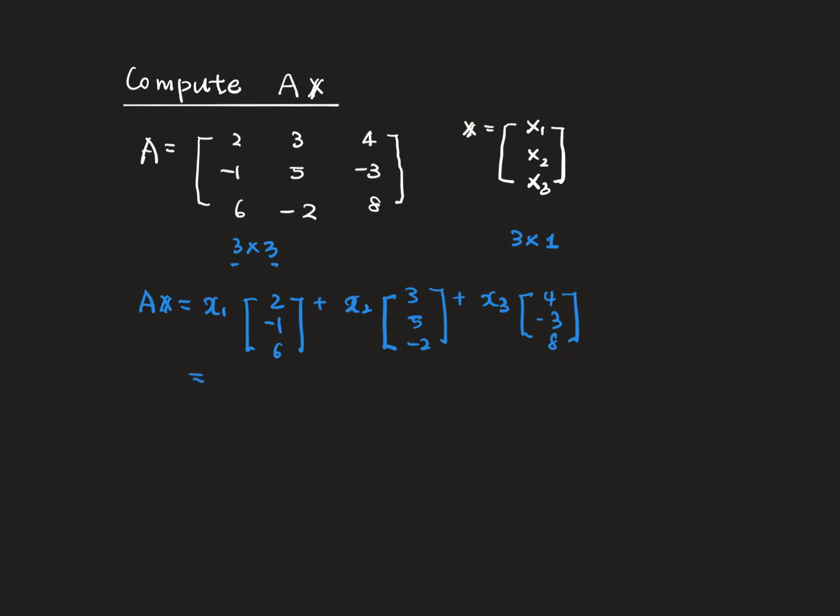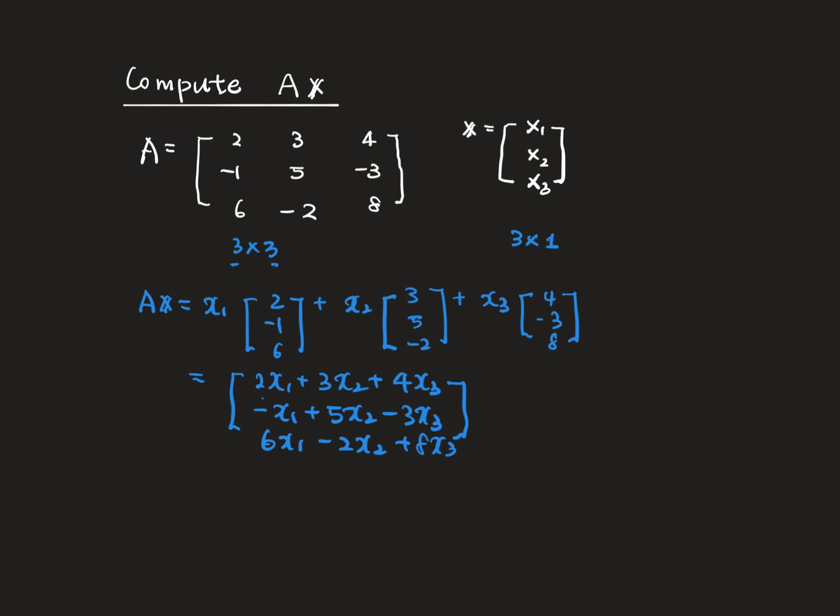So let's do it. This one is x1 times 2, x2 times 3, x3 times 4. So you have 2x1, 3x2, 4x3. The second row is going to be negative x1, 5x2, negative 3x3. The third row is 6x1 minus 2x2 plus 8x3. That's how we did the product of a matrix and vectors. Okay, that's the definition. How can we do these steps, guys? Look at this one.